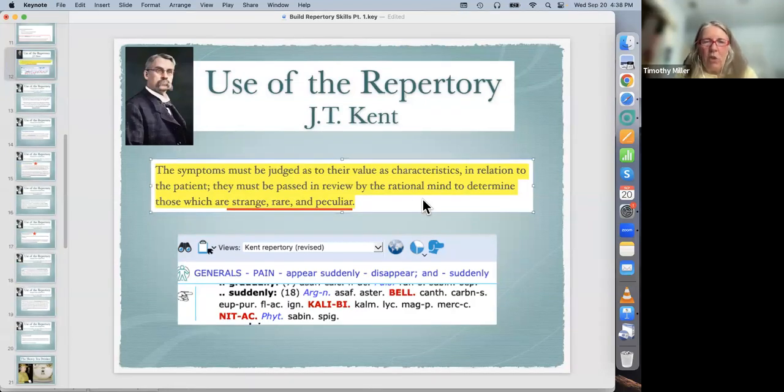Oh yeah, I just wanted to wrap up the case of colic. Again, to emphasize what Kent says, the symptoms must be judged as to their value as characteristics, emphasizing the strange, rare, and peculiar, which this rubric, when I have it set to Kent's view, shows. In Kent's day, these are all the remedies that they had to choose from. You notice there's no Stramonium there, no Hyoscyamus there, and there's definitely no Opium there, because that throws Opium out right away, even though he's raging and biting and has a red face and all that. So that's sort of the key to that particular case.